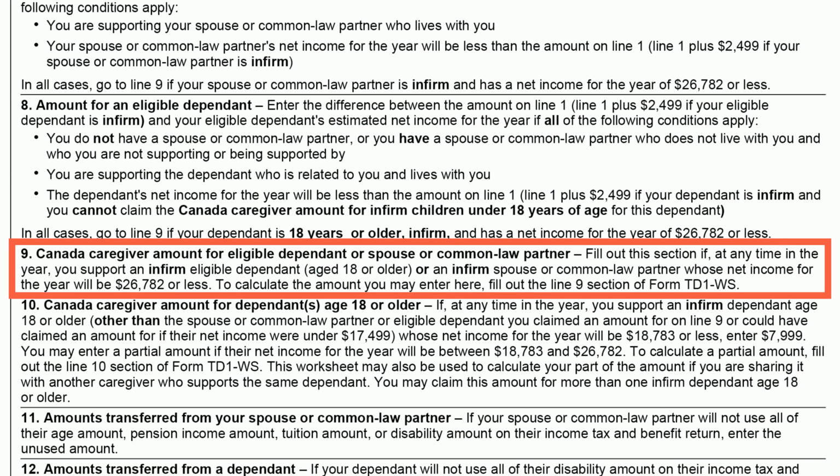Line 9 is for those who support an infirm spouse or dependent, and that person's income will be $26,782 or less during the year. If this is you, then use the form TD1-WS again to calculate the amount to enter on line 9.